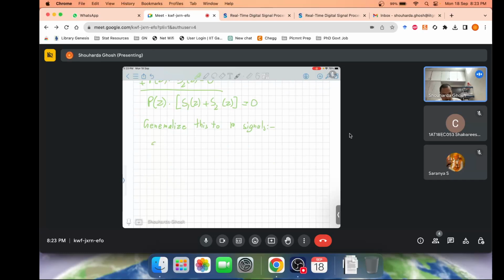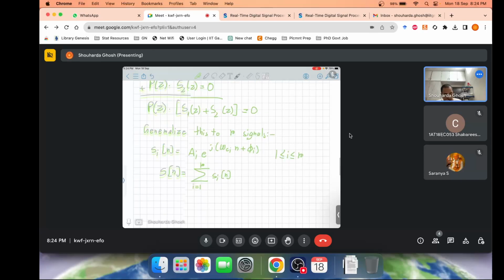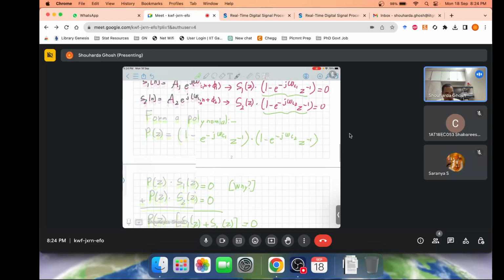So let me have these R signals as A_i e^(jω_i n + φ_i), where i ranges from 1 to R. I can write a combination of all these signals as S(n), the sum over i from 1 to R of S_i(n). So what can I write from this? S_i(z) times (1 - e^(-jω_i) z^(-1)) equals 0, isn't it? That's what I proved just a few minutes ago.